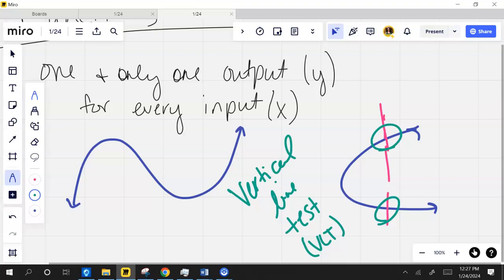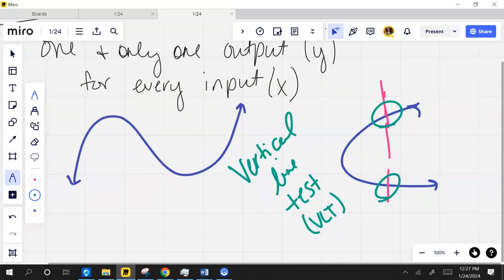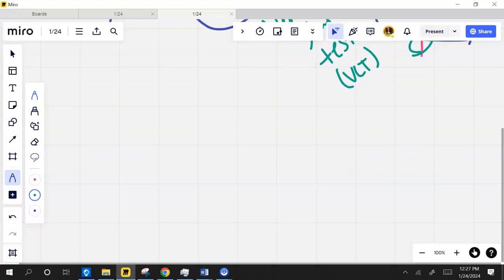The second one's not a function. The first one is a function. Okay. What if I gave you some points? Is that a function, yes or no, and why?